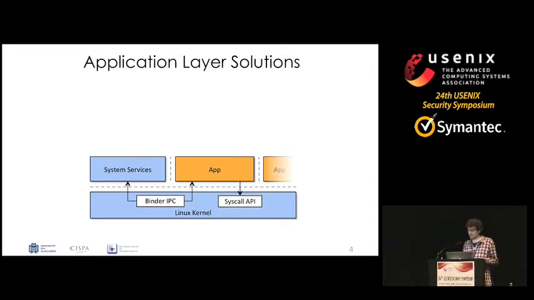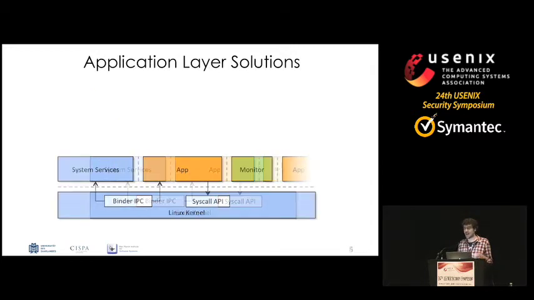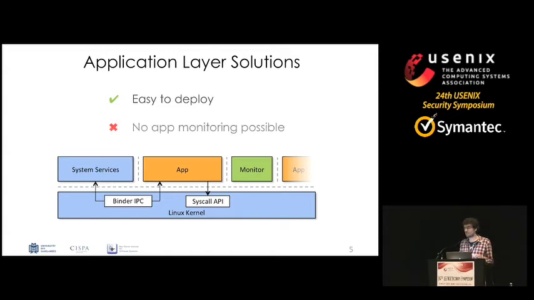Application layer solutions, on the other hand, are just apps that you can install on a regular Android device. So these are very easy to deploy. However, Android isolates different apps that are installed on a device, so it's not possible for this monitor app here to actually see or intercept the communication of other apps on the system with the Linux kernel or the system services. So these apps can actually not enforce any security policy. They can just monitor the global system state.